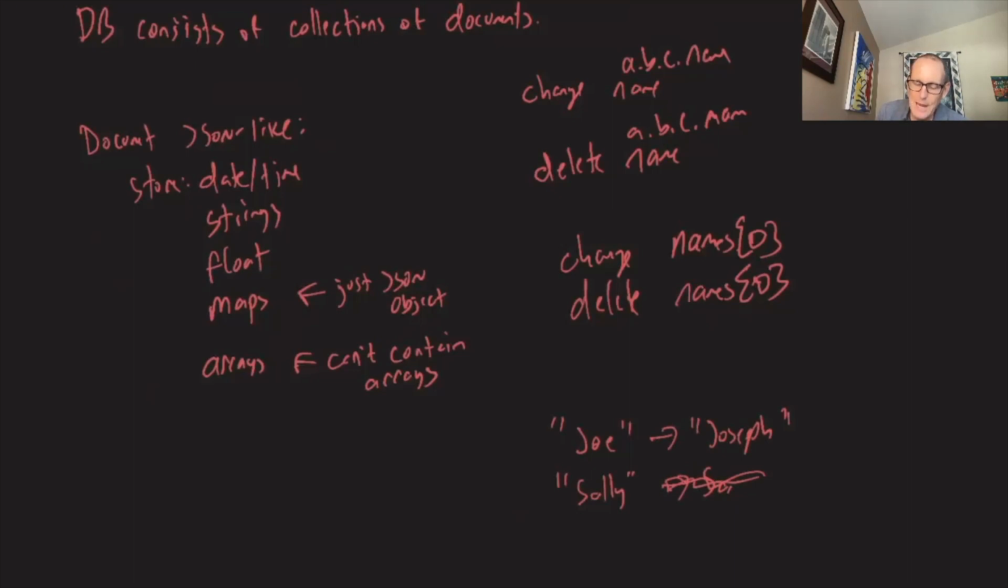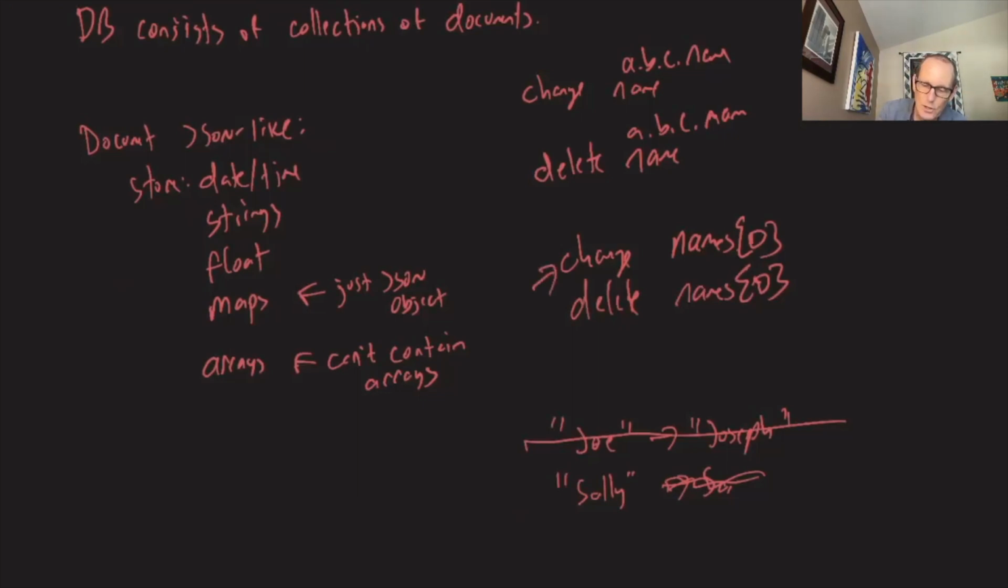But what can happen is, let's say the delete happens first and then the change. So the delete happens, we no longer have a Joe, and now names at zero is actually Sally, and we've got an issue there. We have changed the ordering of these things, okay? The solution is we don't actually get allowed to change names at zero.